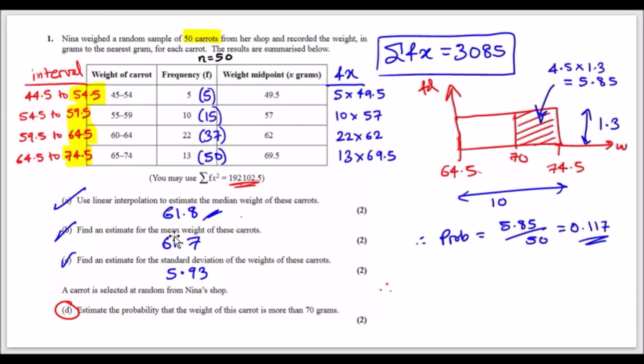And because the question wants the probability, it's going to be 5.85 over the total number of outcomes, 50. So it'll be 0.117. And that's it. That's literally number 1 wrapped up.